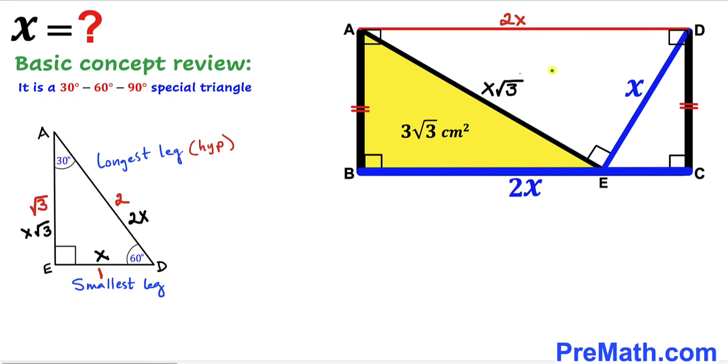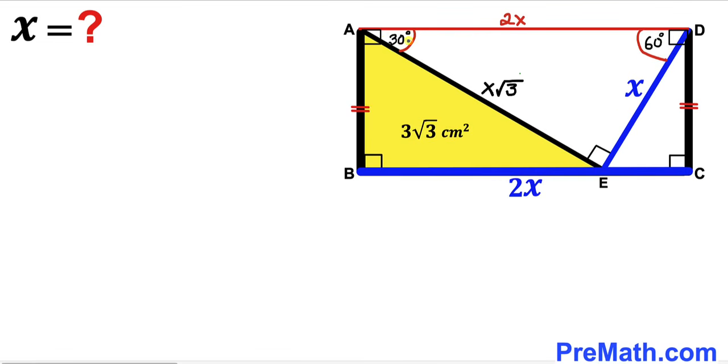And now let's focus on this right triangle AED. We know this is our smallest leg x. This is twice this leg, and this third leg is x times square root of 3. So therefore we conclude that this angle has got to be 30 degrees. This is our 90-degree angle, and this is going to be our 60-degree angle. And furthermore, we know this angle is 90 degrees, this angle is 30 degrees, so this remaining angle has got to be 60 degrees. And likewise, if this is a 60-degree angle, this is our 90-degree angle, so therefore this angle is going to be our 30-degree angle.